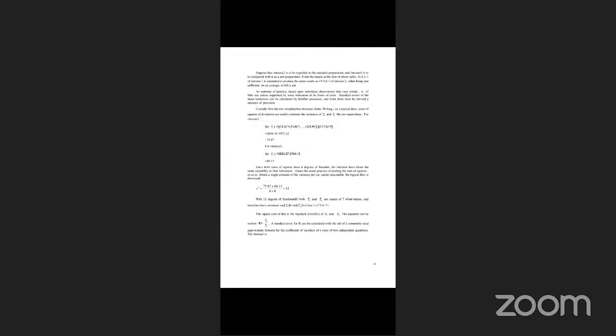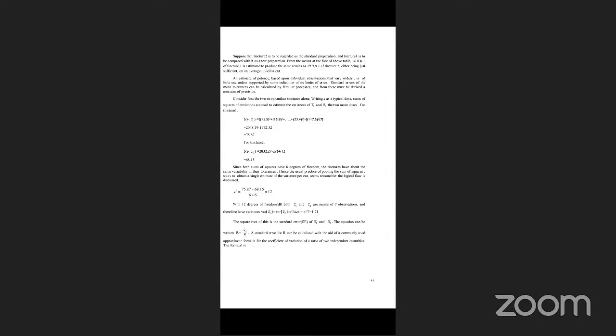So now suppose that tincture 2 is to be regarded as a standard preparation, and tincture 1 is to be compared with it as a test preparation. From the means at the foot of the above table, tincture 1 is estimated to produce some result of 19.9 mu, and tincture 2 being just sufficient on average to kill a cat.